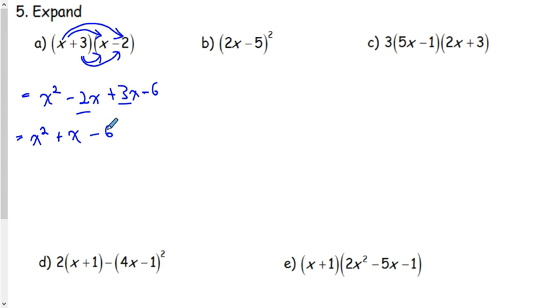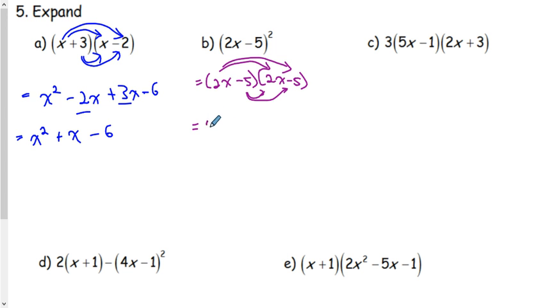Okay, let's have a look at our next one. This has a squared term, meaning we're going to have to actually write it out twice. We should always write it out twice just to make sure we're not making any mistakes here. Okay, now let's multiply through the brackets. Let's go first, outside, inside, last.